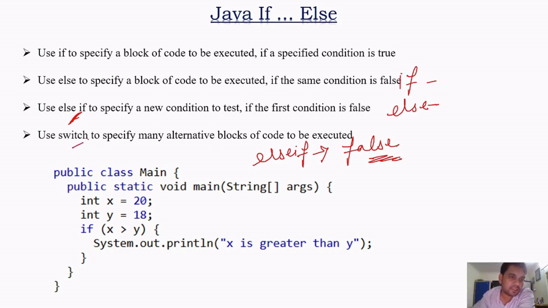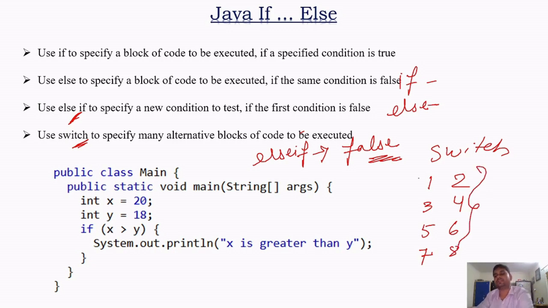Then comes the last one, that is switch. We take the help of switch if you want alternate lines of code to be executed, like the first line, then the third line, then the fifth line, then the seventh line, or the second line, then the fourth, then the sixth, then the eighth line. If you want such an output, then you can take the help of the switch command. So here we got to know about four different commands: first is if, then else, then else if, then the last one is switch.